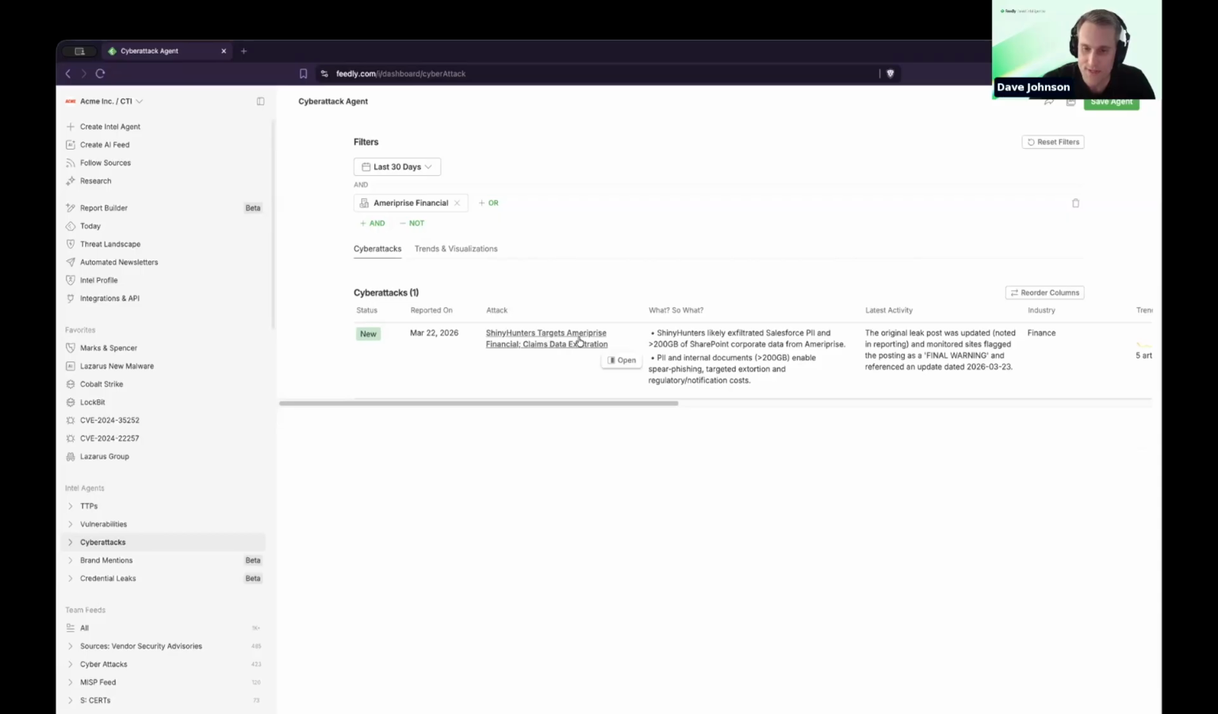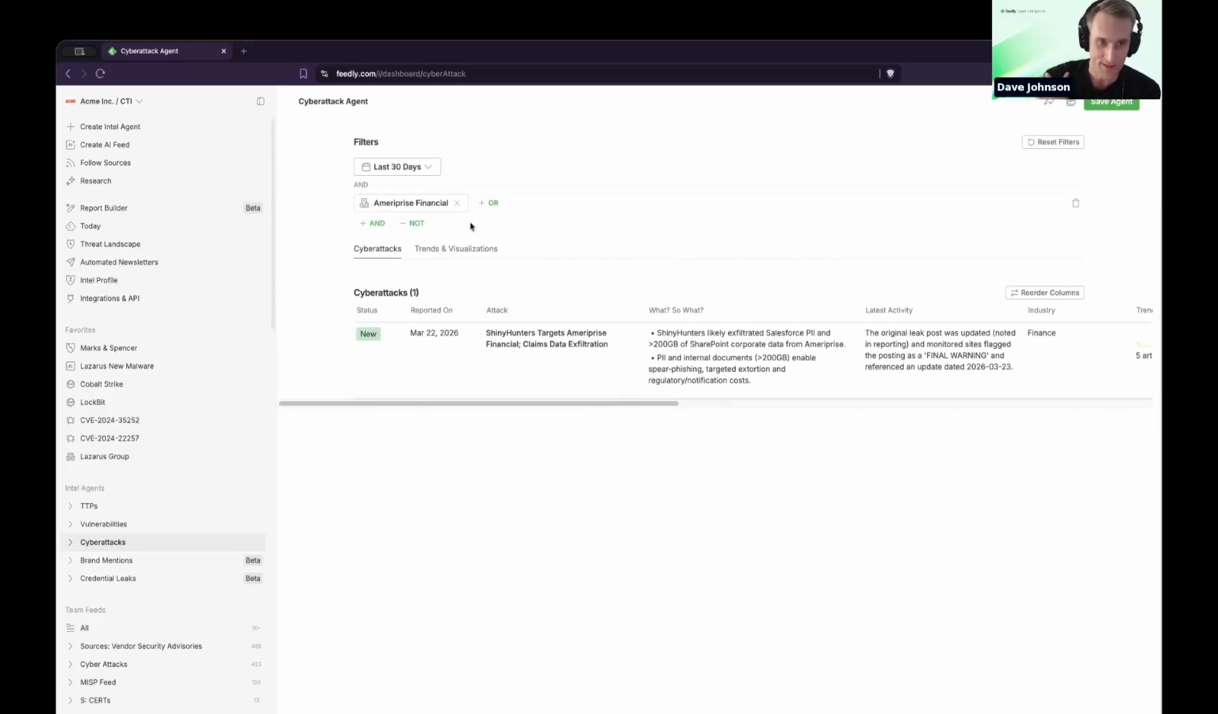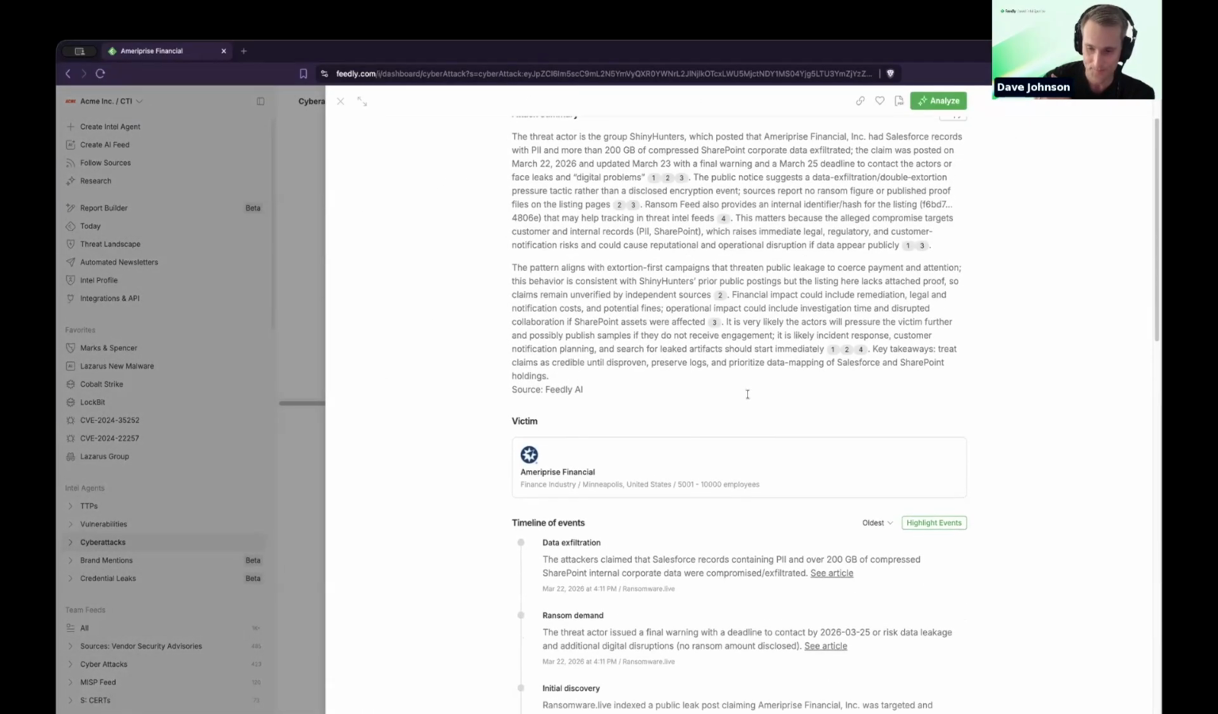Here's one that's really interesting. It's ShinyHunters, targeting and exfiltrating Salesforce PII. So pretty big potential implications here. In the fictional organization that I created, a lot of the tech stack and the processes we have match what Ameriprise Financial has. So this is a really good start to coming up with a tabletop.